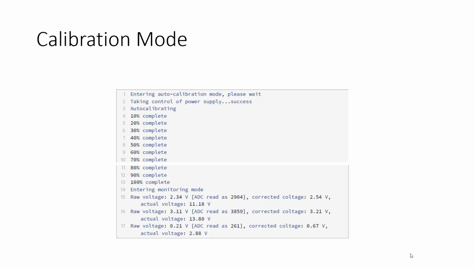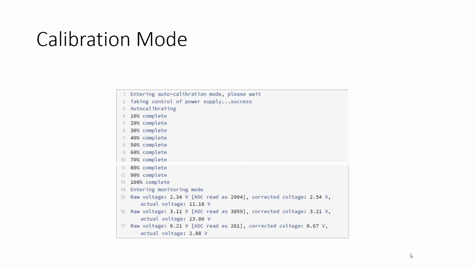Raw is what you read. This is a little confusing because it says raw, but raw is just what you read. This is the actual bit value. So 2,904 over 4096 multiplied by 3.3 is 2.34.